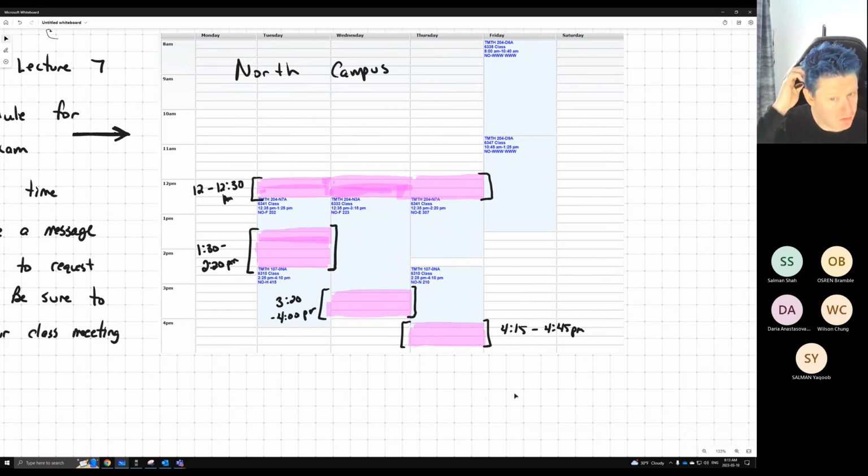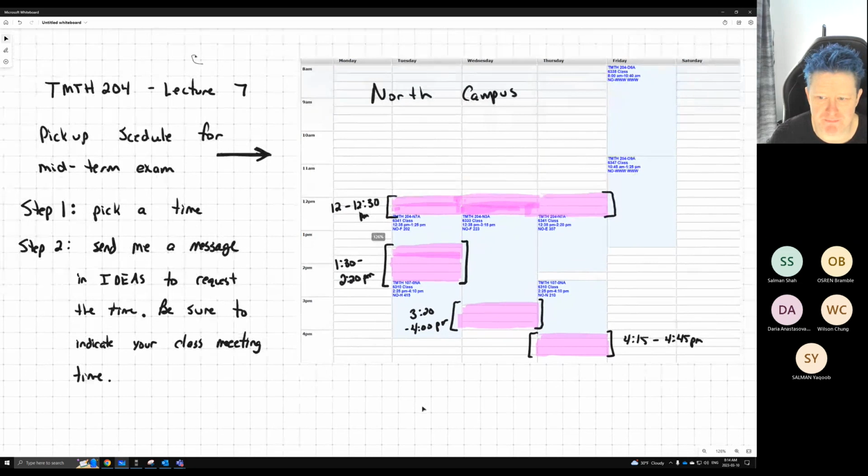All right. So those are windows for you to come pick up your midterm exam if you would like to do so. And of course, when you pick up your exam, if you have any questions or concerns, you can hang around and ask me. My advice is to take a photograph of this or take careful notes of this pickup schedule before it goes away. Okay.